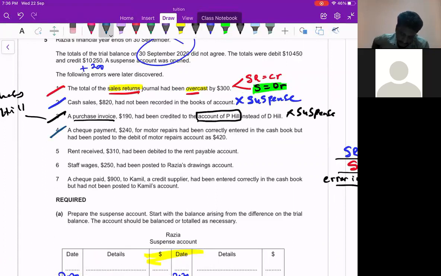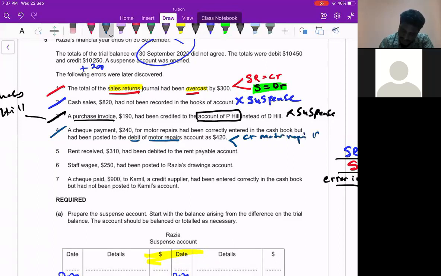A cheque payment of 240 for the motor repair had been correctly entered in the cash book, but posted on the debit side of the motor repair as 420. So your expenses, debit side is correct, but the amount is wrong. The amount is over or less? 420 minus 240, over by 180. If over by 180, you need to minus the expenses.